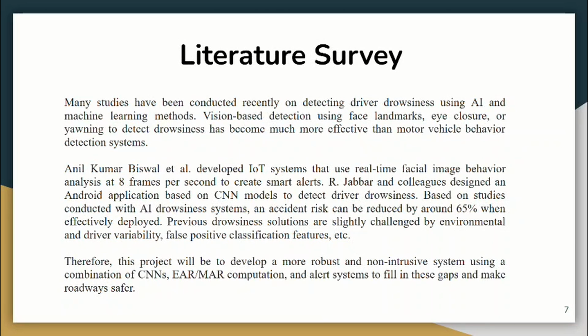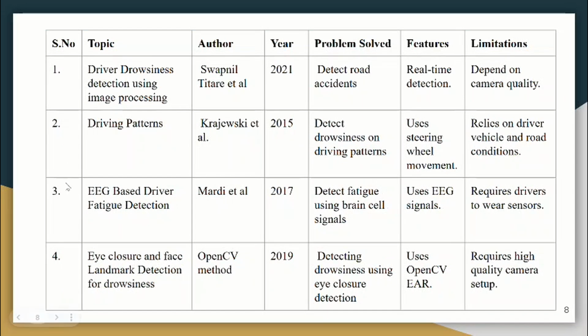Now, coming to the literature survey, research into drowsiness detection falls into three broad categories: vehicle behavior monitoring, physiological signal monitoring, and vision based analysis. Vision based methods now dominate because they are non intrusive and cheaper than EEG headsets or steering wheel sensors. For example, Biswal created an IoT camera system that analyzes 8 frames per second and issues alerts in real time. Jabbar ported a CNN model to Android, providing mobile feasibility, yet both struggle with lighting challenges and driver diversity.